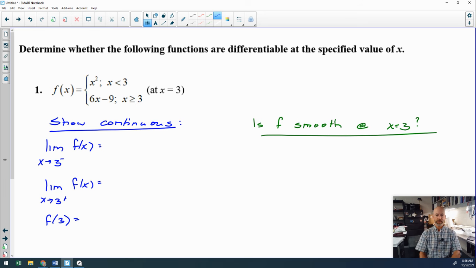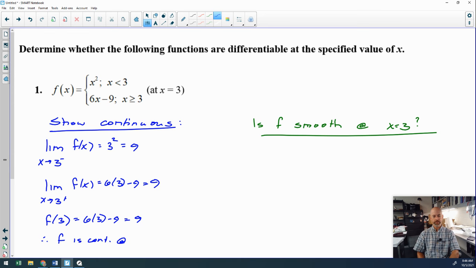So up here, the left side of 3 is x squared, so 3 squared is 9. The right side of 3 is 6 times x minus 9, so 6 times 3 minus 9 is also 9. So now I know that the limit exists, and f of 3, x equals 3 on that bottom piece, so that is also 6 times 3 minus 9, that is 9 as well. So now I know that f is continuous.